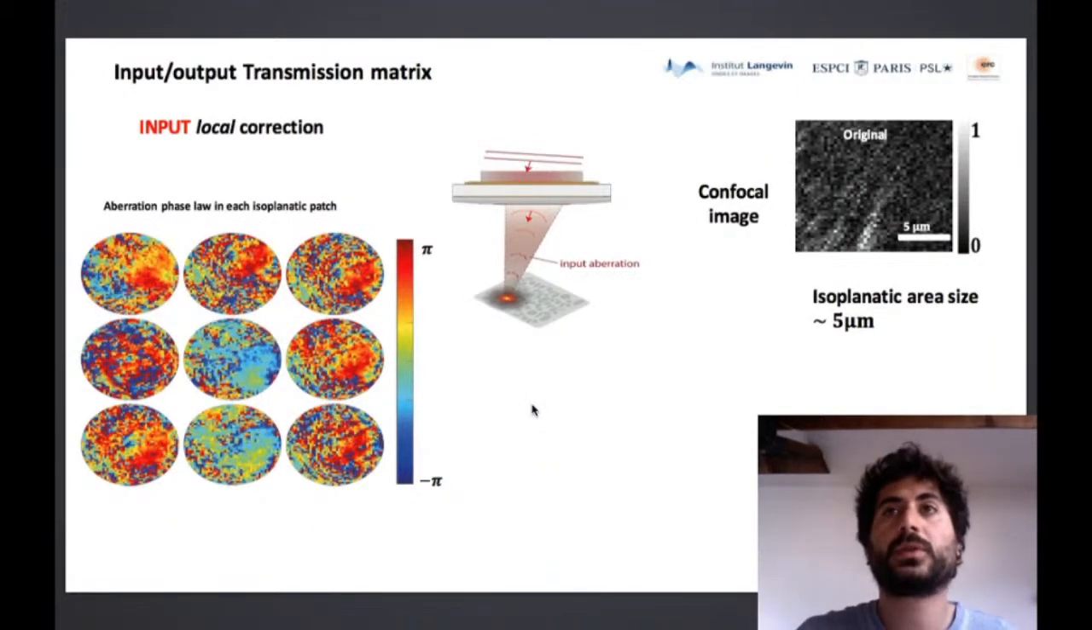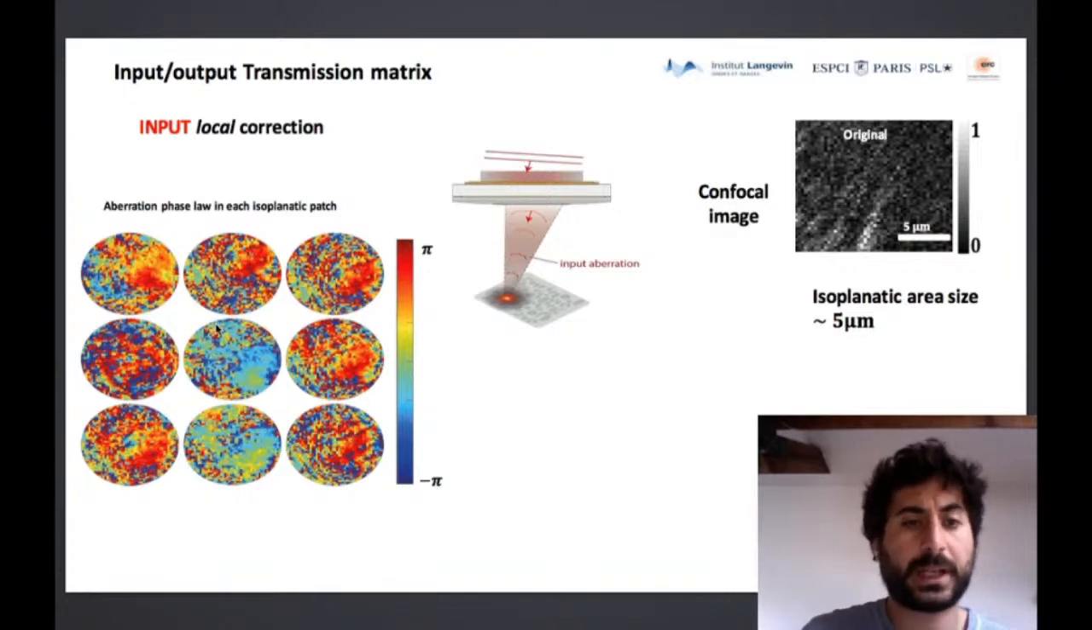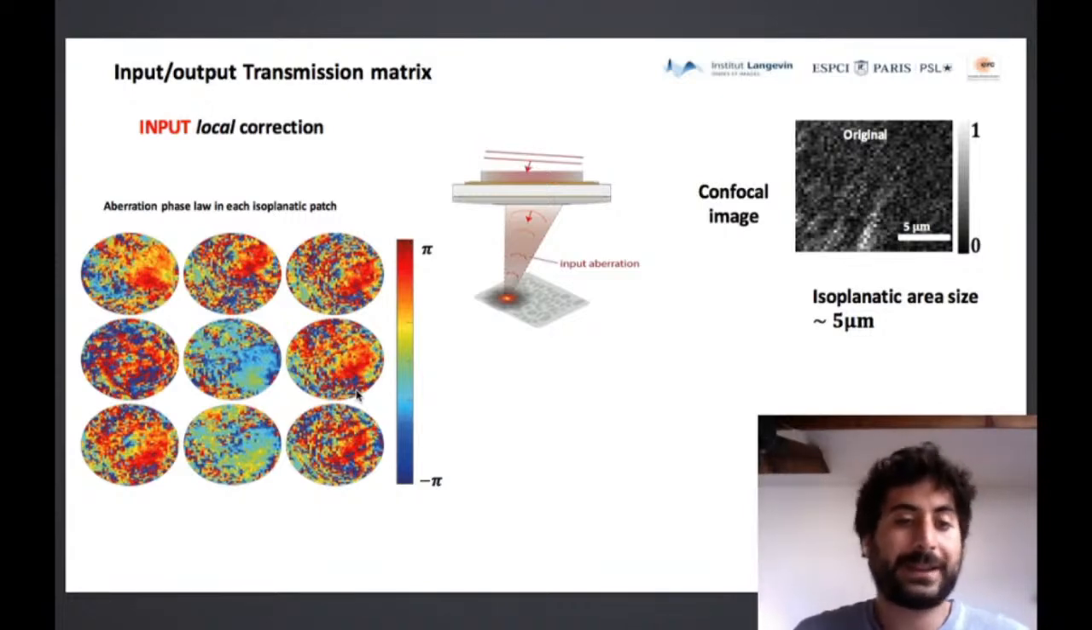So here I will present the results I had on a brain slice. What is important with the matrix approach is that it's possible to recover both the output and input aberration by numerically propagating the matrix to the different bases. So here I first show the input local correction. This phase map corresponds to the aberration phase law in each isoplanatic area. We can see both some defocus and high order aberration, and the typical size of the isoplanatic area on the focal plane is 5 microns.